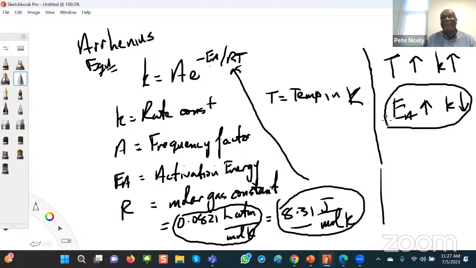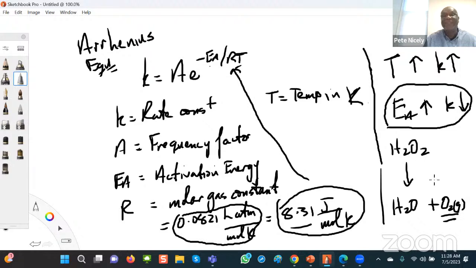Now, the reason why that happens is because when hydrogen peroxide decomposes, it forms water and oxygen gas, right? So the bubbles that you see here are due to the oxygen gas. Now, this reaction is sped up by an enzyme which is found in ground beef known as catalase.